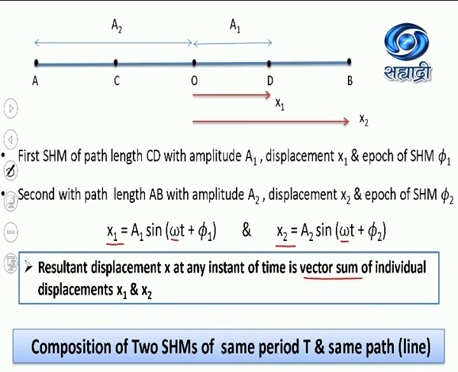So likewise over here, if we assume that the particle is starting its motion, say from mean position O, then it will start its journey, say towards the positive extreme position D for the first SHM. So the displacement of the particle is denoted by x1.